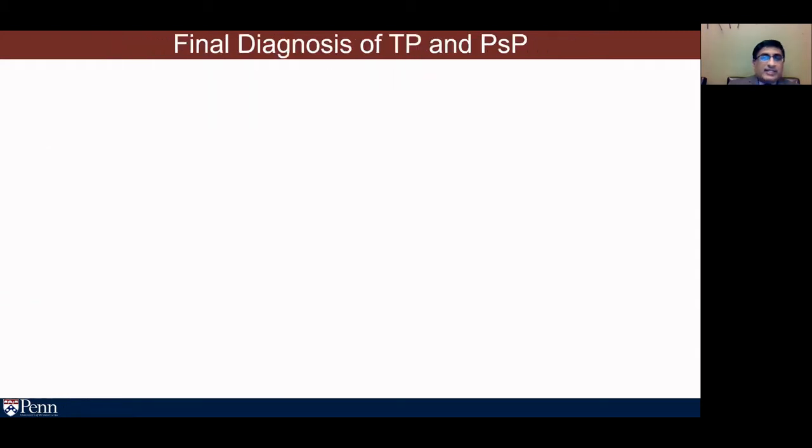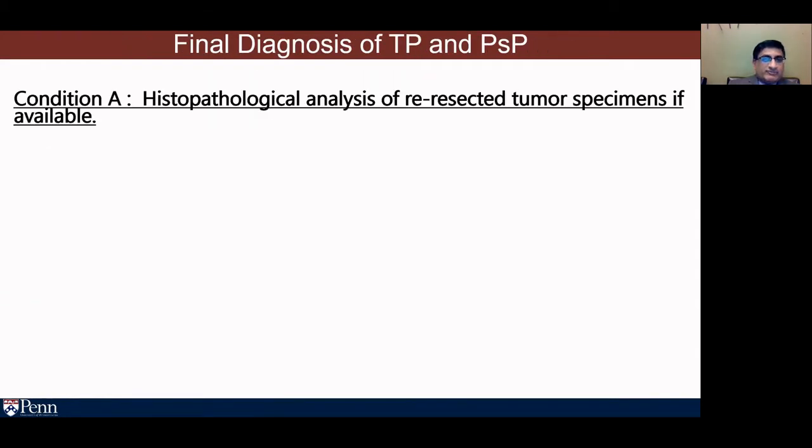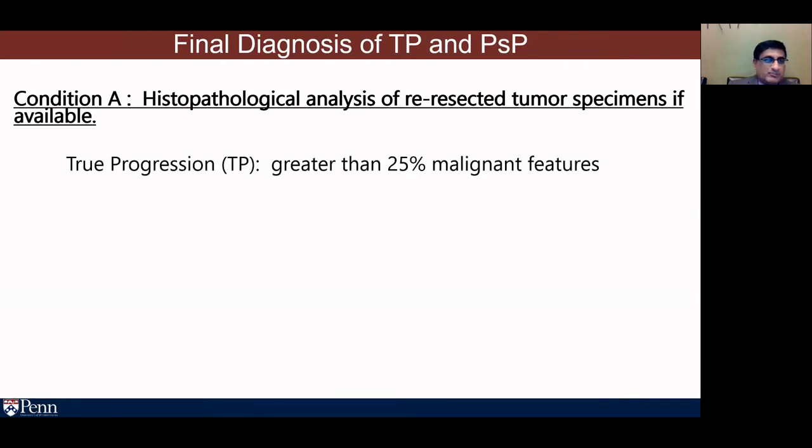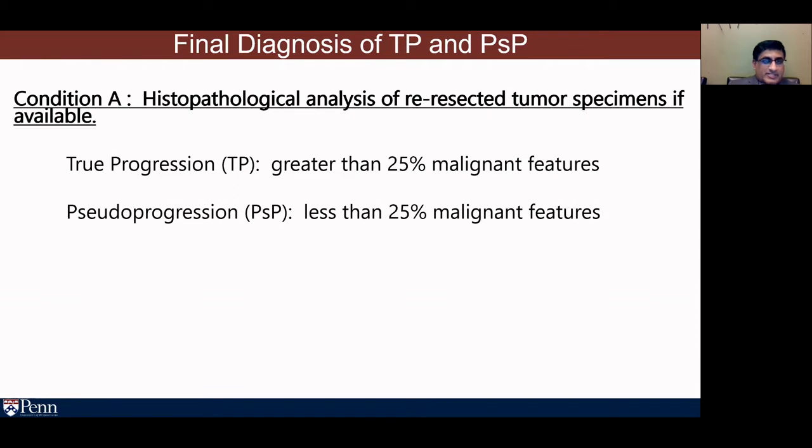So how do we determine the final diagnosis? How can we make the final diagnosis of whether this particular lesion is TP or PSP? In some patients who undergo repeat surgery, we have tumor specimens, and by using histopathologic analysis, we can determine whether the tissue is TP or PSP. If the malignant features are more than 25%, then the specimen is considered TP. If the malignant features are less than 25%, then it may be considered PSP.